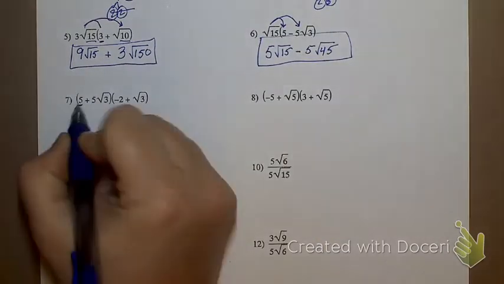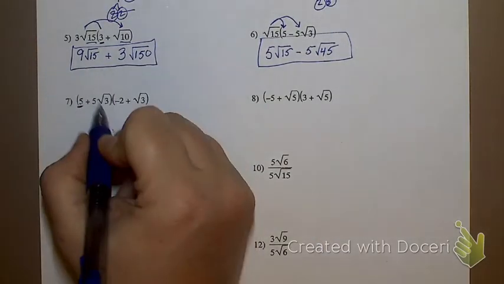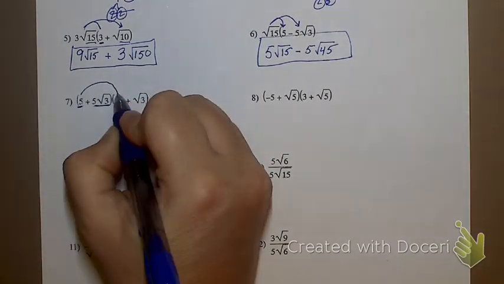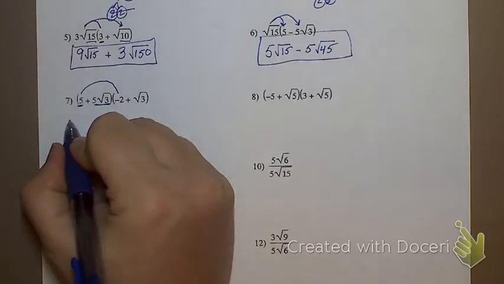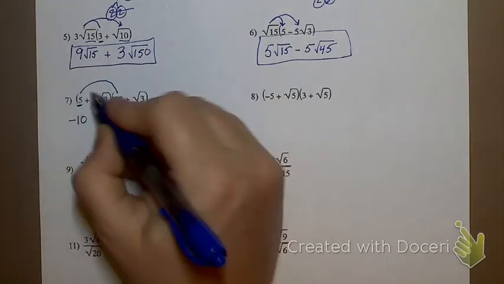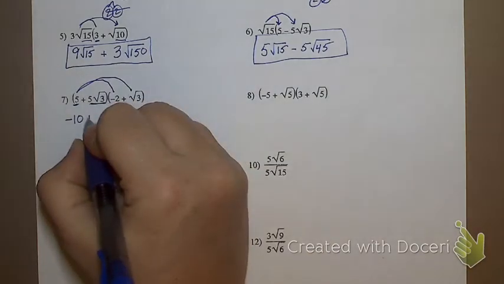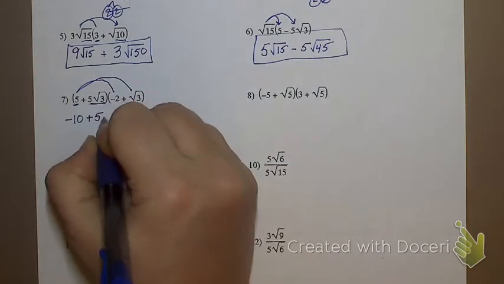I'm going to distribute the 5, and then I'm going to distribute the 5 rad 3. So I'm going to start off with 5 times negative 2. What does that give me? Negative 10. And 5 times radical 3 would be positive 5 radical 3.